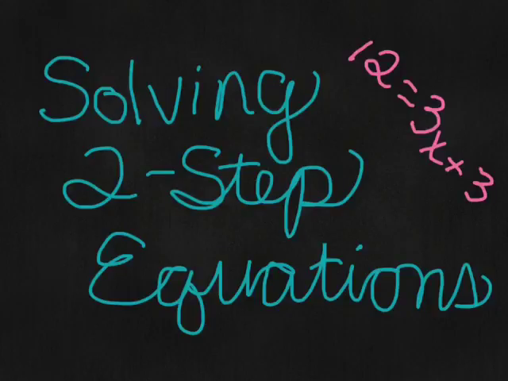Hi guys, today's lesson is on solving two-step equations. You do this much like solving one-step equations, only you're going to need to do two steps to isolate your variable. So you'll find that you're going to be undoing addition and subtraction and undoing multiplication and division. I will walk you through how to do this.